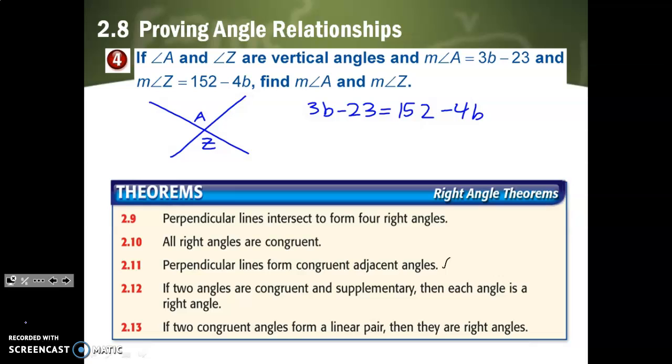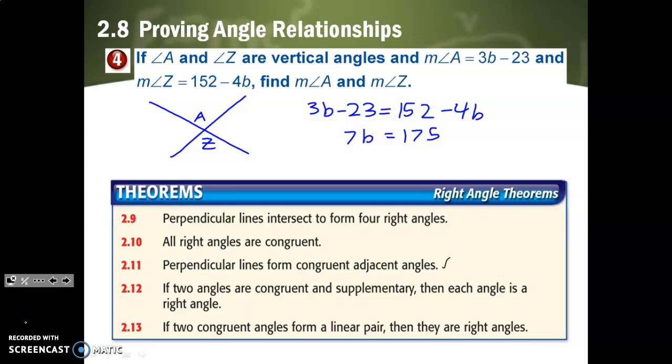I should have had you guys hit pause and see if you can figure this out by yourself. You can do that now, but obviously a lot of geometry is being able to set up the algebra problem. I think we're really good with our algebra skills, so once we have it set up, it should take care of itself. Here we'd add 4B to both sides. We get 7B, add 23 to that, and we get 175.